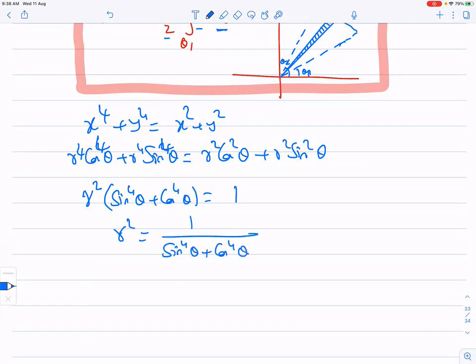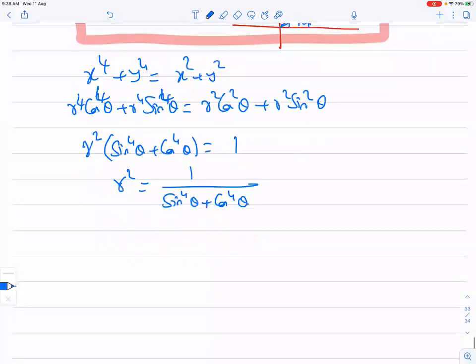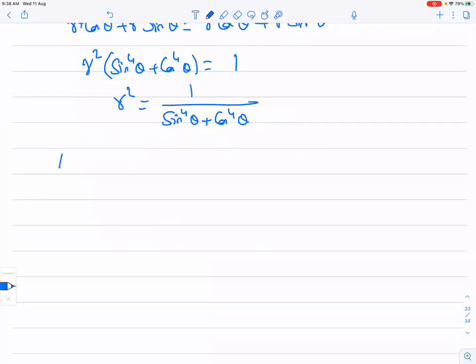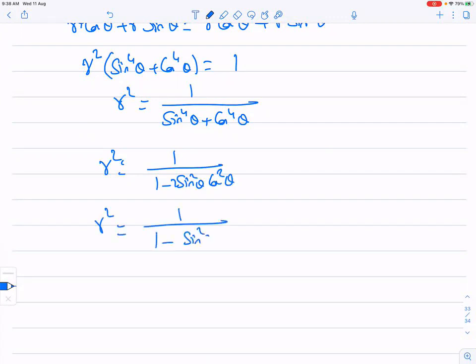Yes or no? Area is what? Half integral r square d theta. Correct? But before that, let us try to plot it. Let us modify r square a bit more. The denominator is 1 minus 2 sin square theta cos square theta. Correct friends? Writing it in terms of sin square 2 theta, r square becomes 1 by 1 minus sin square 2 theta upon 2.